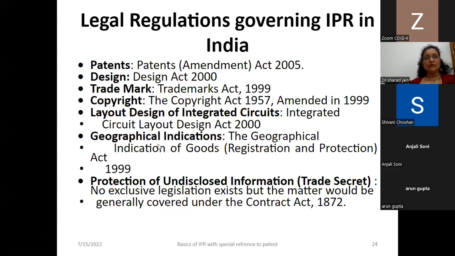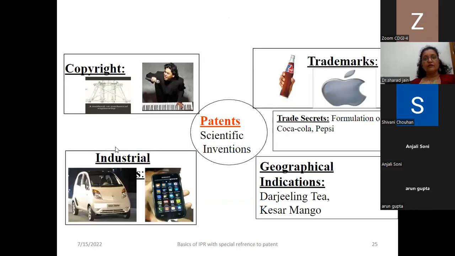Legally, when the legal regulations came into India: patents in 2005, design in 2000, trademark in 1999, copyright in 1999. These are all different legal regulatory frameworks in IPR. Take copyright: it may be anything which is written, musical, a poem, anything.